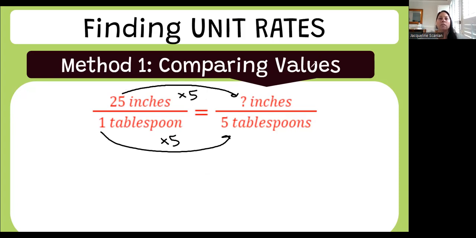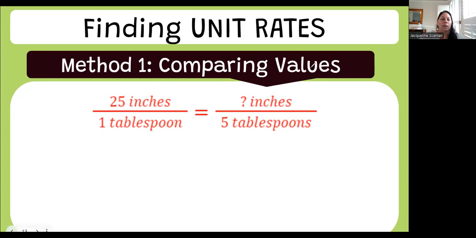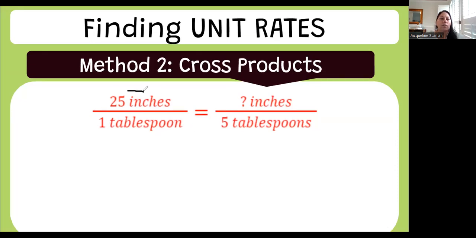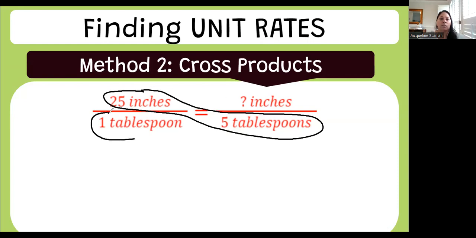And there's another way to do this, and this might sound familiar to you. It's called cross products. The second way that you could solve this ratio or this rate is to cross multiply. Some teachers call this the butterfly technique. I think you have probably seen this in some of your classes in 6th grade. So we're going to cross multiply. We're going to take the 1 and multiply it by the unknown, the question mark.